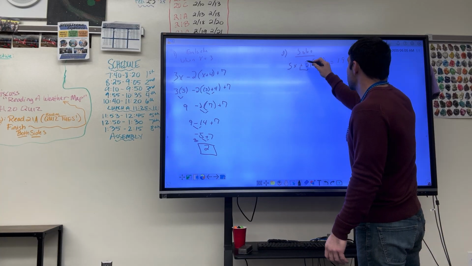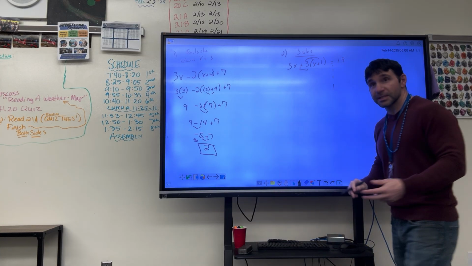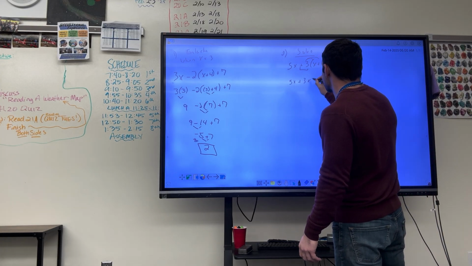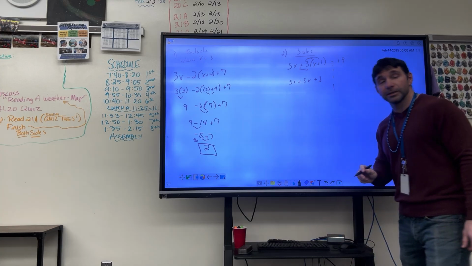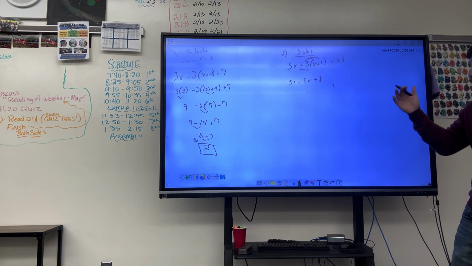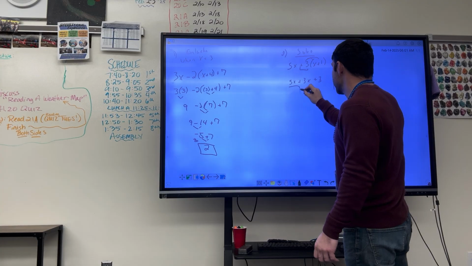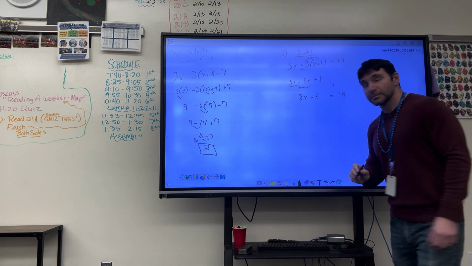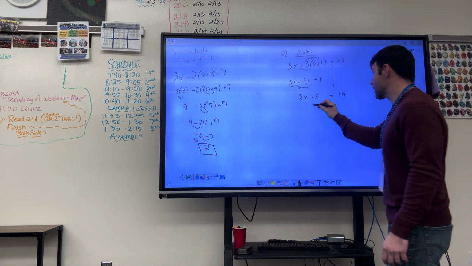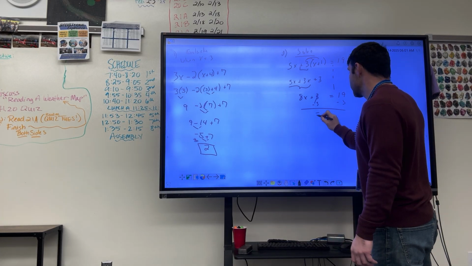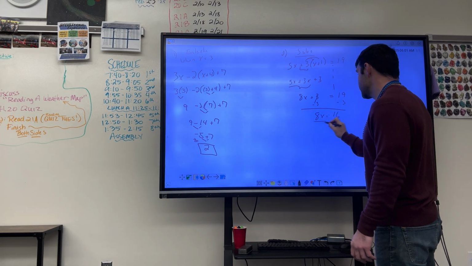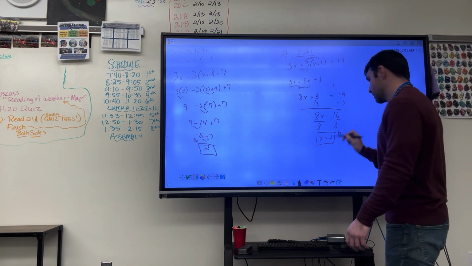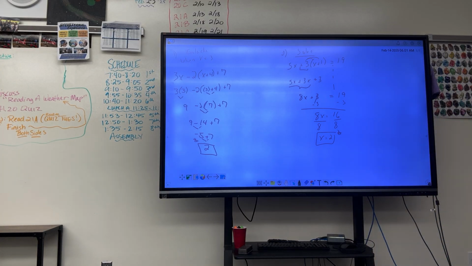Then I'm going to distribute, so I'm solving. Step 1, find the balance point. Step 2, distribute if needed. Well, we do. So now I have 5x plus 3x plus 3. Step 3, combine on the same side, right? So now I have the 5x plus the 3x, which is 8x plus 3 equals 19. Combine constants on opposite sides, subtract 3 from both sides. That leaves me 8x equals 16. I divide by 8. X equals 2. What questions do we have there?